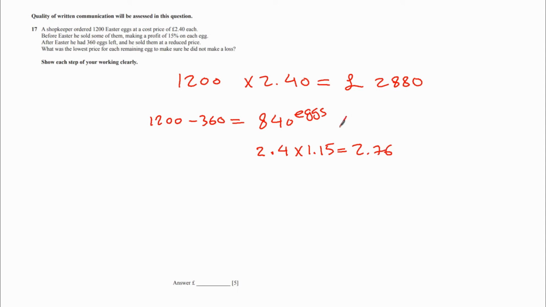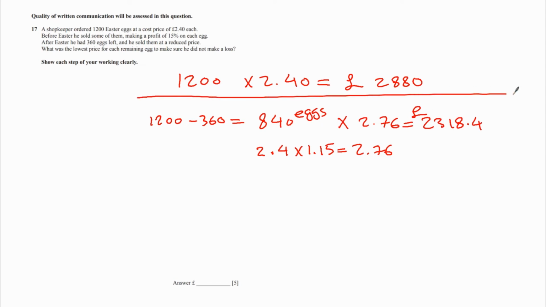So how much did we gain? We times that by 2.76 in here, so the answer would be 2,318.4 pounds. So basically before Easter, we sold 840 eggs with 15% profit, and we got 2,318.4 pounds.